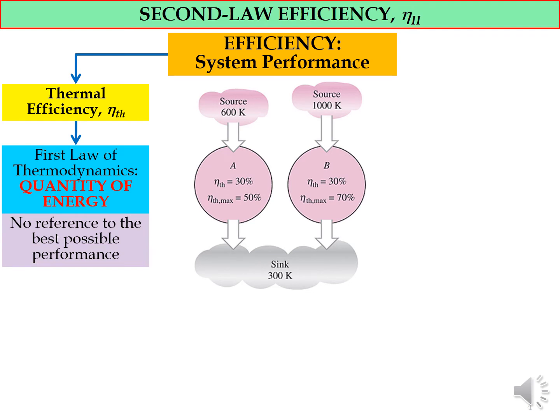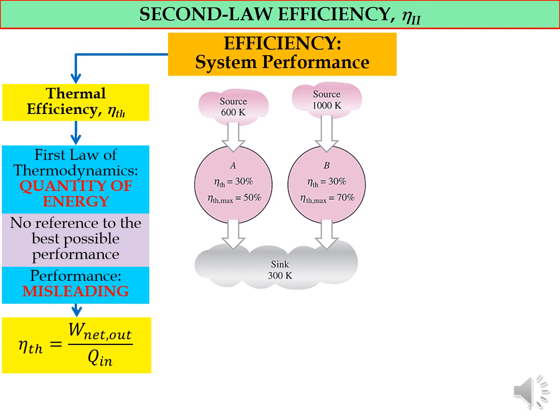This equation has no reference to the best possible performance of the system, and the result is misleading. Why is it misleading? If you look at the heat source, system A has 600 Kelvin and system B has 1000 Kelvin, but both have a thermal efficiency of 30% if you calculate from this equation, which is W net out divided by Q in. Although system B has a higher heat source, the thermal efficiency is the same as system A.